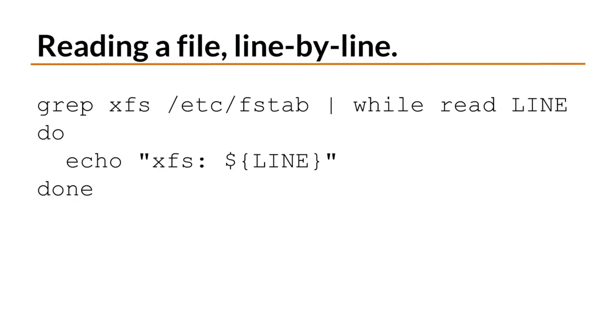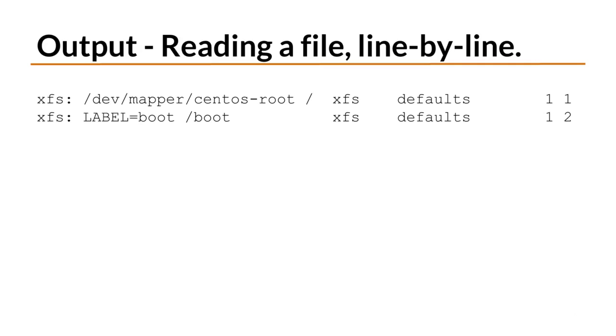You can also read from the output of a command instead of a file. To do this, pipe the output of the command into the while loop. Let's modify the previous example to only print out lines that contain XFS file systems. We use grep XFS /etc/fstab to extract the lines and then pipe those lines to the while loop. We simply prepend each line with "XFS :" followed by a space and then following it with the actual line from the fstab. Here's what that would look like using the same fstab file from the previous example.